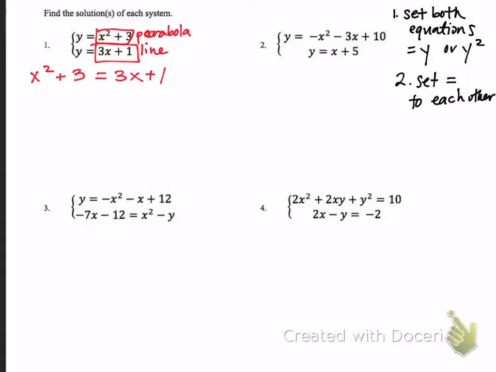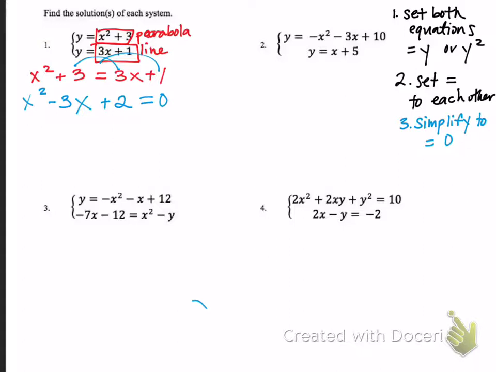I can already see where this is going. Step number 3, I'm going to simplify to equal 0. So basically I'm going to move everything to one side and get equal to 0. So I'm going to move the 3x over, I'm going to move the 1 over. So that gives me x squared minus 3x plus 2 equals 0.